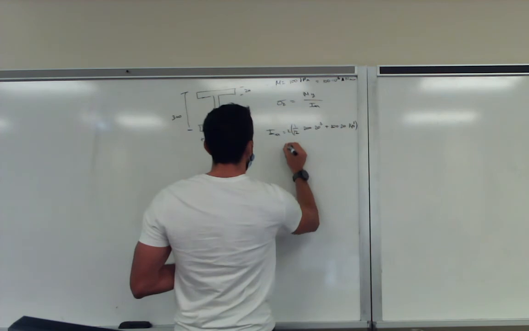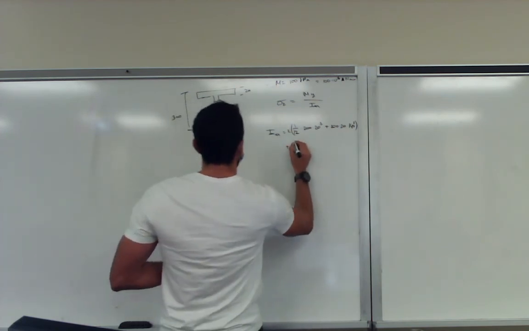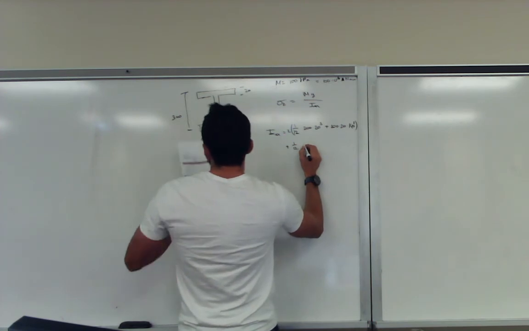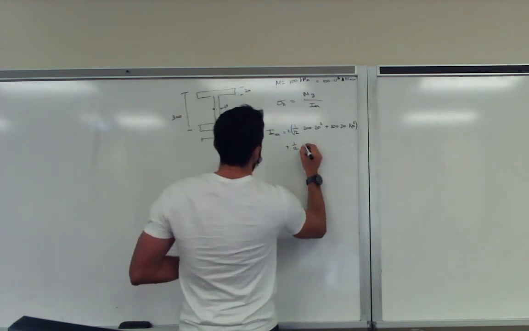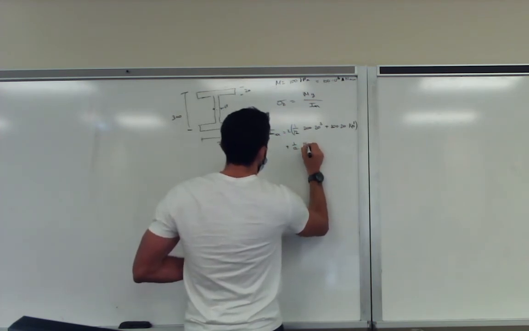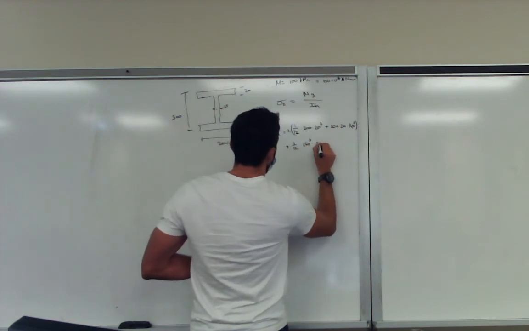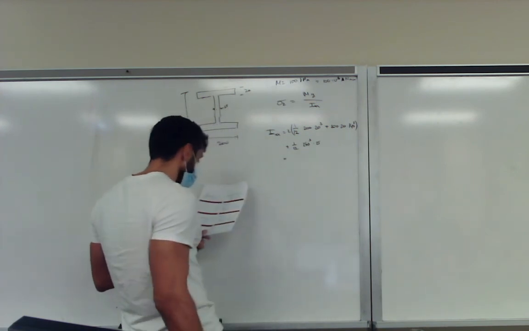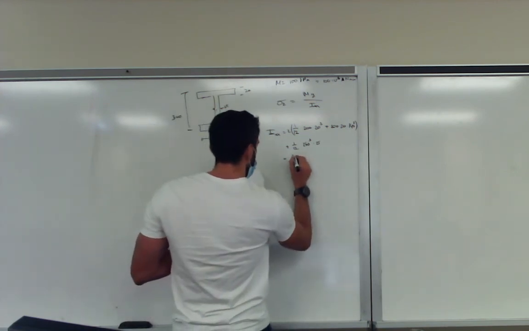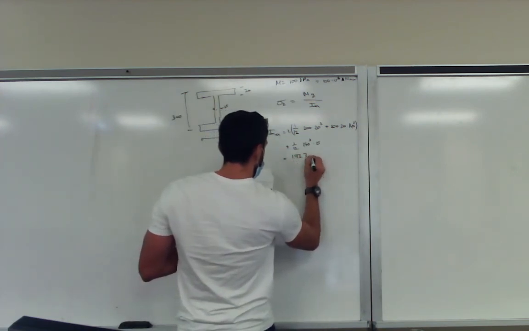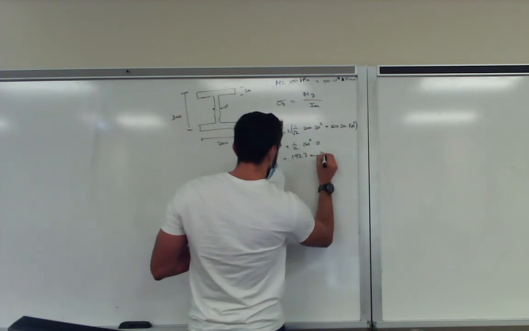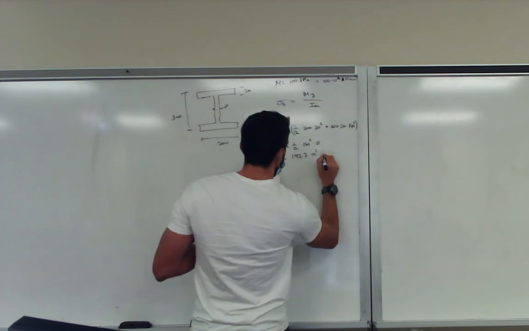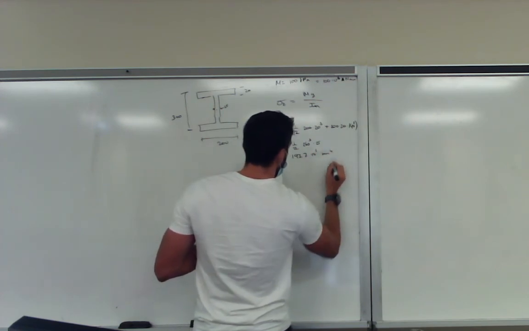And you have two of these, plus the center web, that's 1/12. H is now 300 minus 20 minus 20, so that's 260 to the power of 3 multiplied by 25. And then you get 193 10 to the power of 6 millimeter to the power of 4.